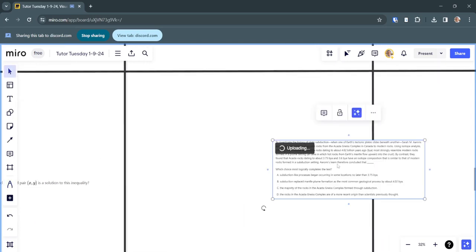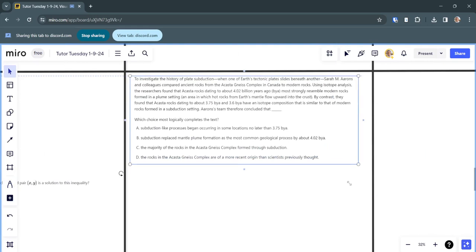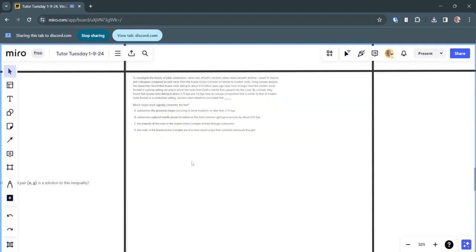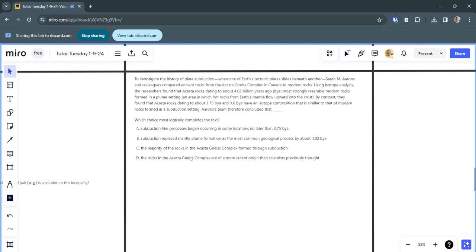Let me shift into a reading question. This one will be interesting. It says, which choice most logically completes the text? And it looks like some kind of science passage. So let's read through it.